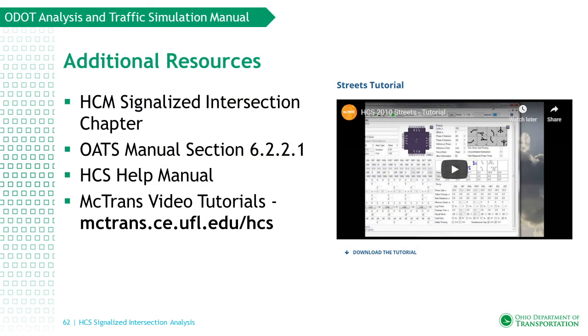There are several resources available to the analyst when using the Streets module in HCS. The Signalized Intersection chapter of the Highway Capacity Manual details the necessary inputs and provides more information on the why behind the analysis. Section 6.2.2.1 of the OATS manual provides guidance and standards for ODOT projects. At any time, the user may access the HCS Help Manual to seek help on a specific topic or input. Lastly, McTrans, the maker of HCS, has online video tutorials that go into more detail for completing analysis using Streets. A signal timing optimization tutorial video is also on the McTrans website.